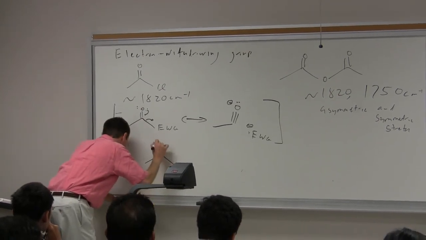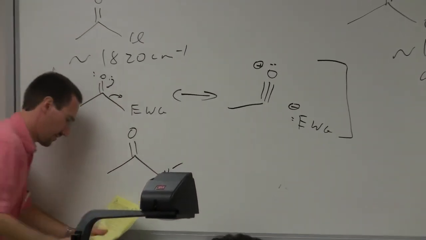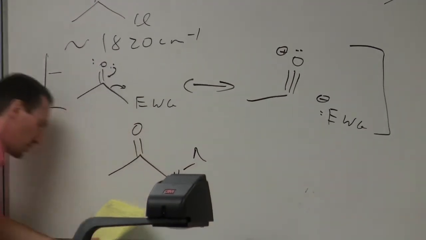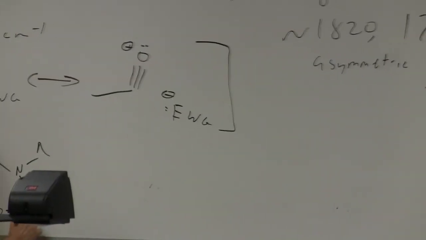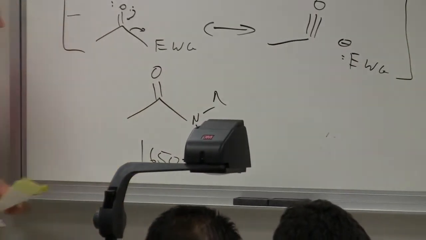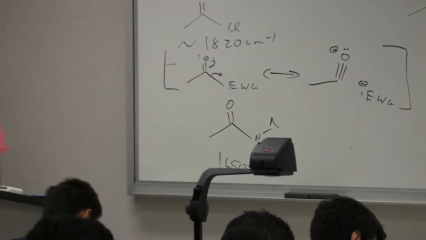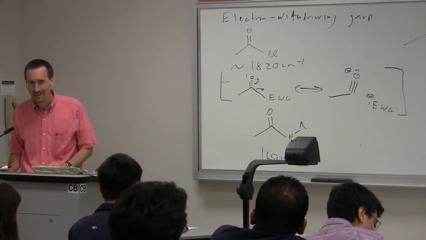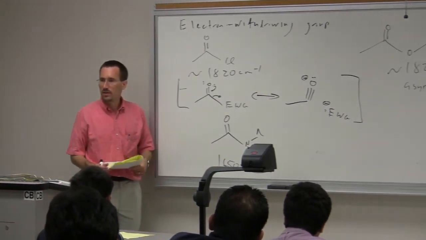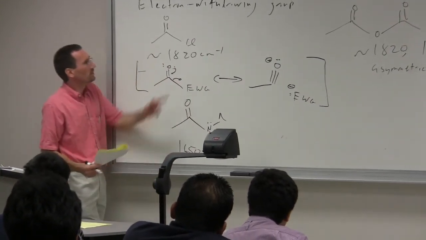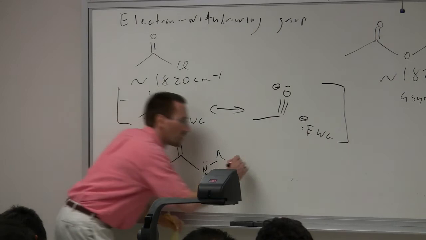All right, last example for today. Take an amide. Generic amide, and I already gave you the number, 1650 to 1690 is sort of typical. What does that say about our carbonyl stretch? Weaker, and it's electron donating. So it's kind of the opposite of what you have just above. It's donating more, so it has more single bond character.